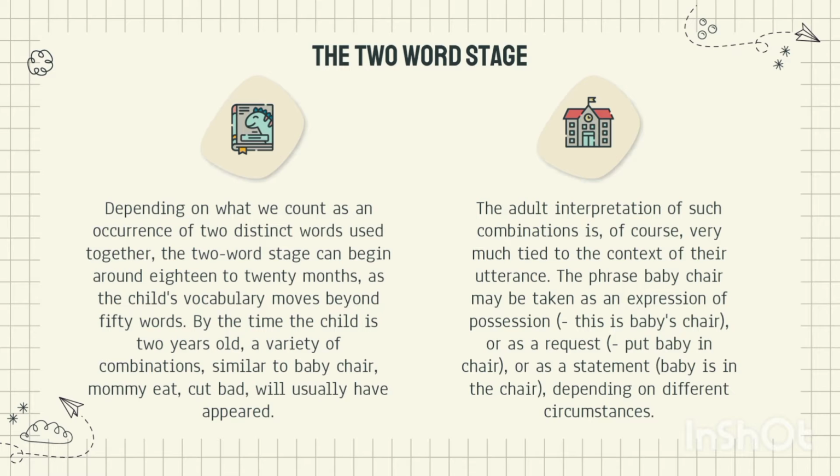The adult interpretation of such combinations is, of course, very much tied to the context of their entourage. The parent's "baby chair" might be taken as an expression of possession, "this is baby's chair," or as a request, "put baby in the chair," or a statement, "baby is in the chair," depending on the circumstances.